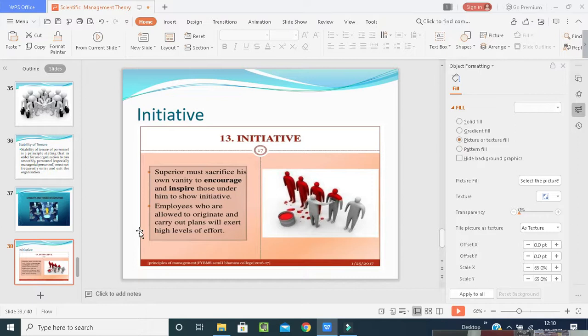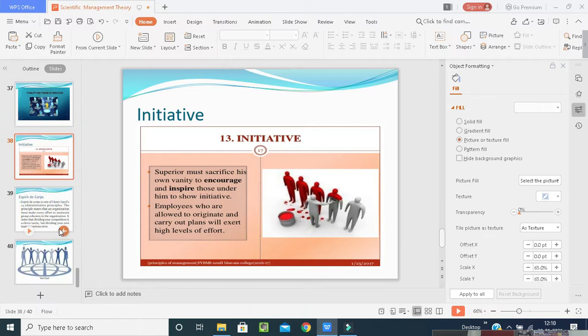So what is happening? Superior must sacrifice his own vanity to encourage and inspire those under him to show initiative. Employees who are allowed to originate and carry out plans will exert high levels of effort.